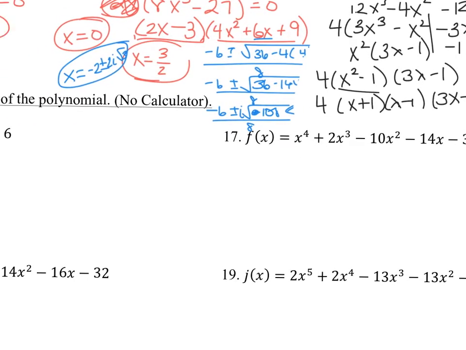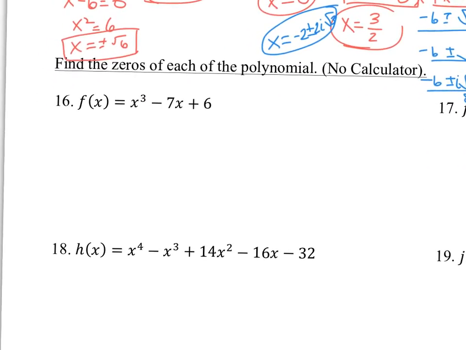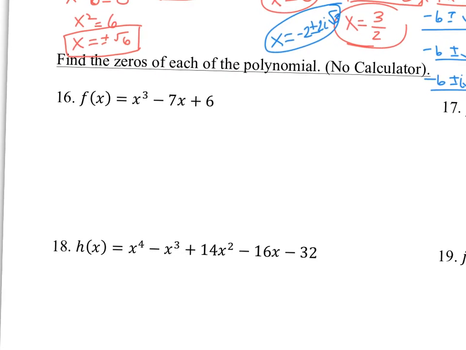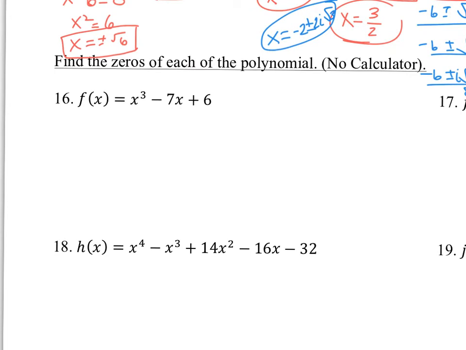Let's keep going. Number 16. Find the zeros of each polynomial function. I can't factor this because there's no way I can get x cubed to make an x. So I have to use the rational root theorem. I've got to do p over q. P is 6, q is 1, so this will be plus or minus 1, plus or minus 2, plus or minus 3, or plus or minus 6.